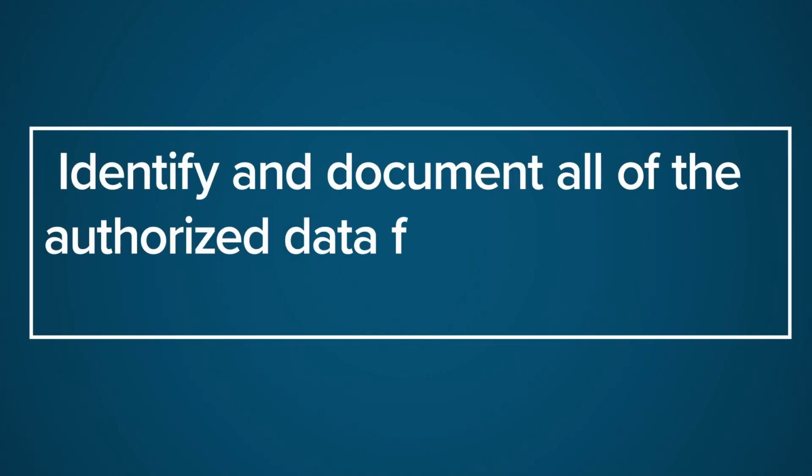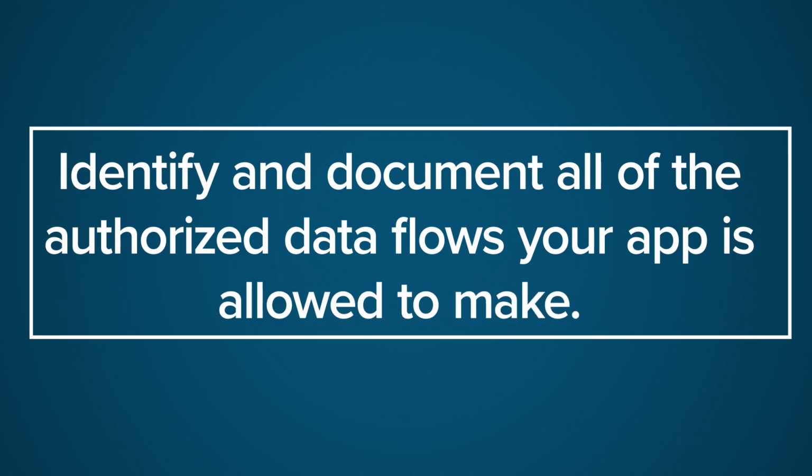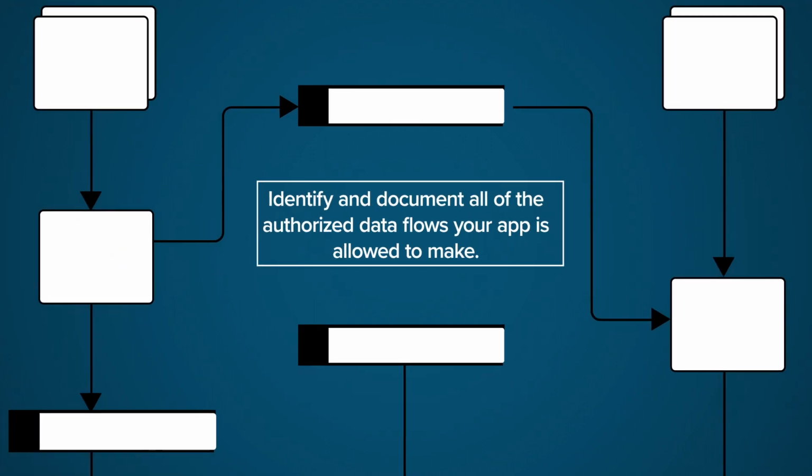1. Segment your network. Identify and document all of the authorized data flows your app is allowed to make. This helps you establish a data flow diagram approach to threat modeling, creating barriers to prevent risky communication flows.